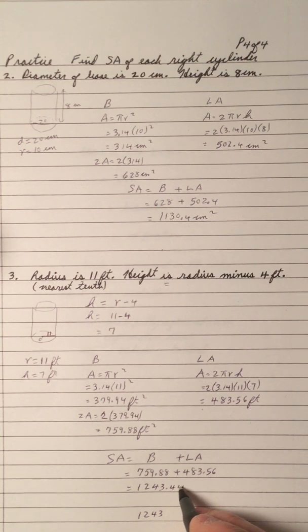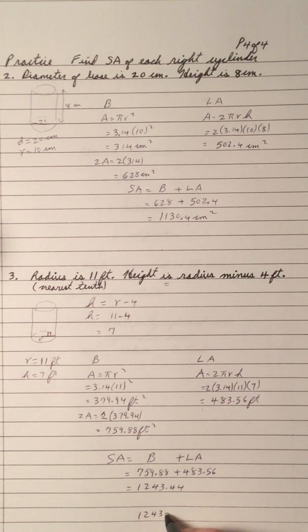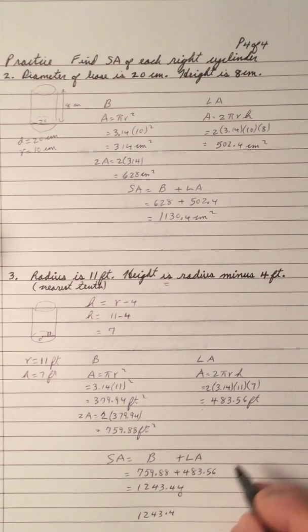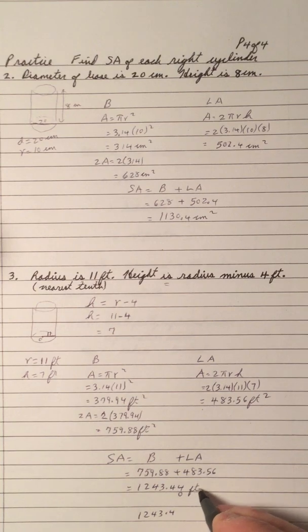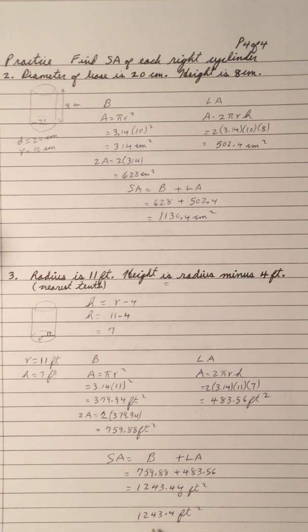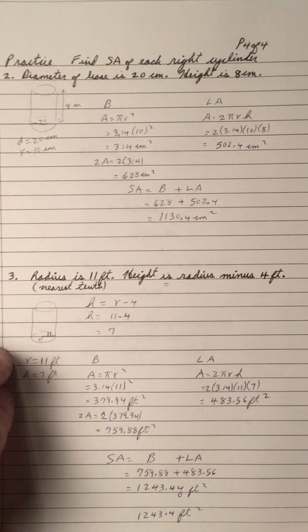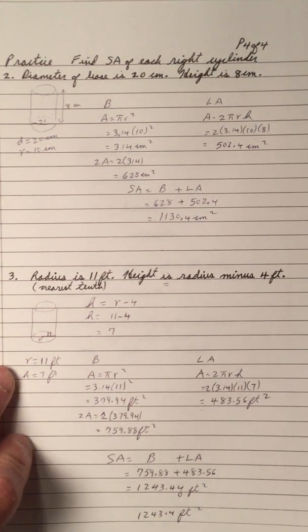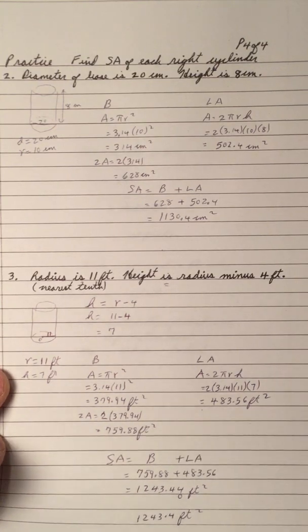Because this digit here is less than 5, we do not change the 4. We do not add anything onto the 4 because this digit is less than 5. So we have 1243.4, and its area is square feet. Make sure we've got square feet. So the final answer is 1,243.4 square feet.